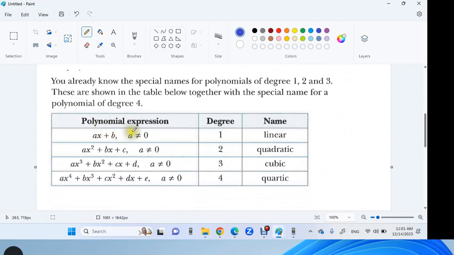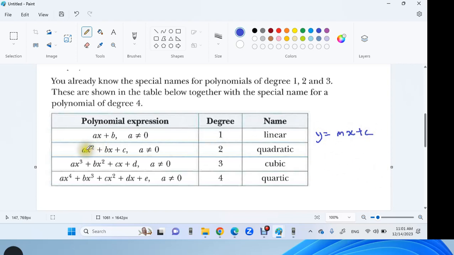So ax plus b, a cannot be 0. Why can a not be 0? Because when a is 0, then we don't have x anymore, and then this is not linear anymore. Linear is y equal to mx plus c, and then m cannot be 0.